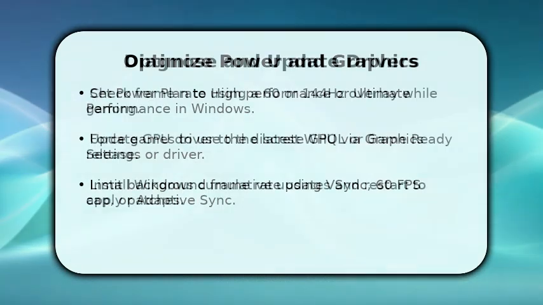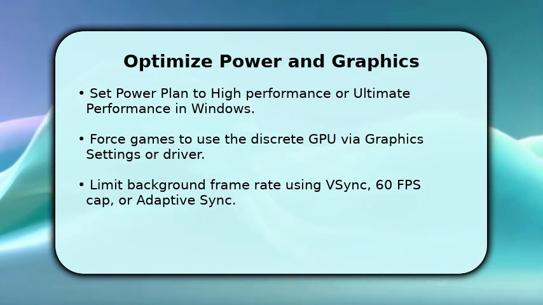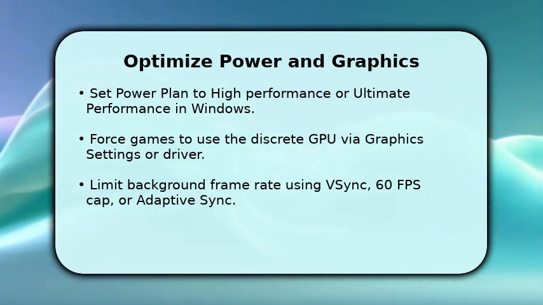Open Power Options and choose High Performance or Ultimate Performance. This prevents CPU downclocking and reduces microstutter during gaming sessions.